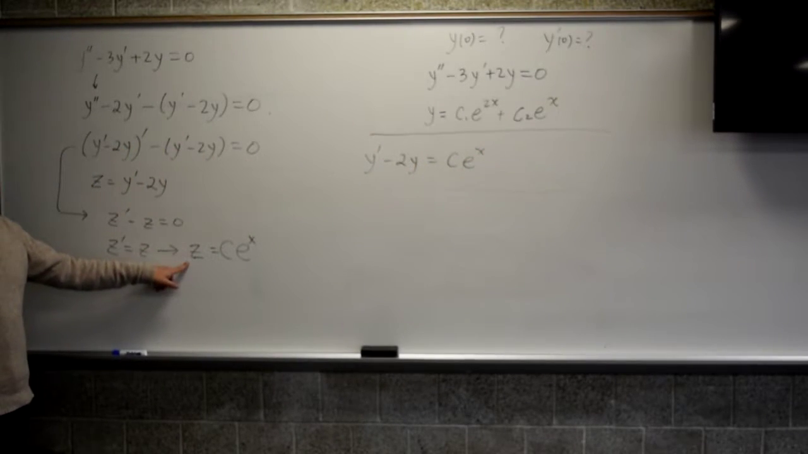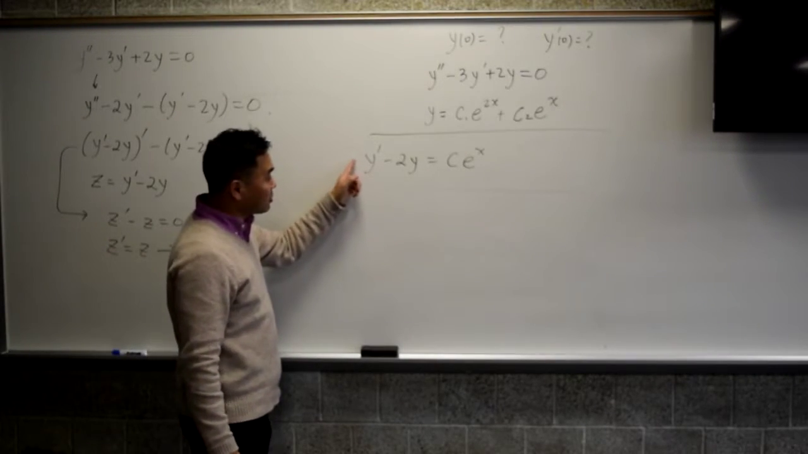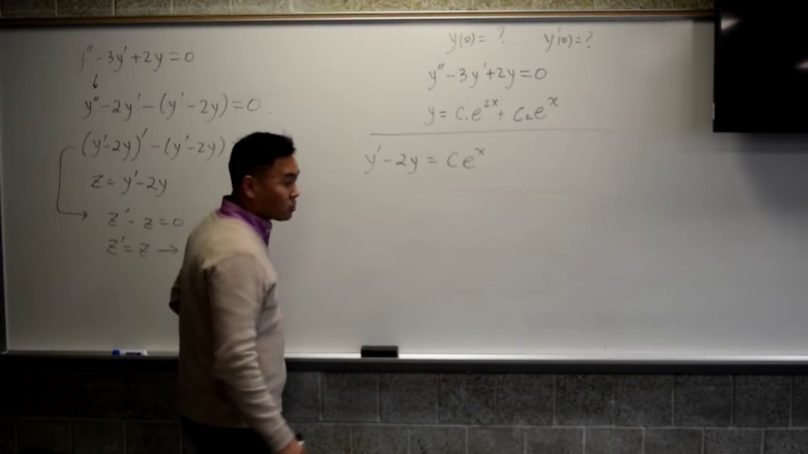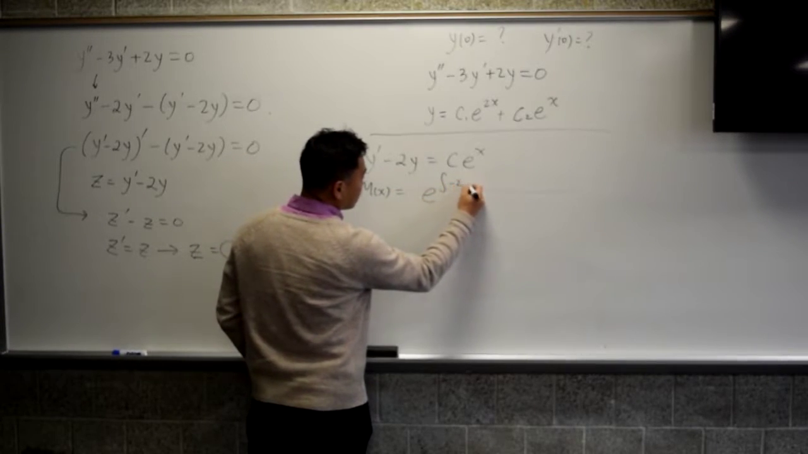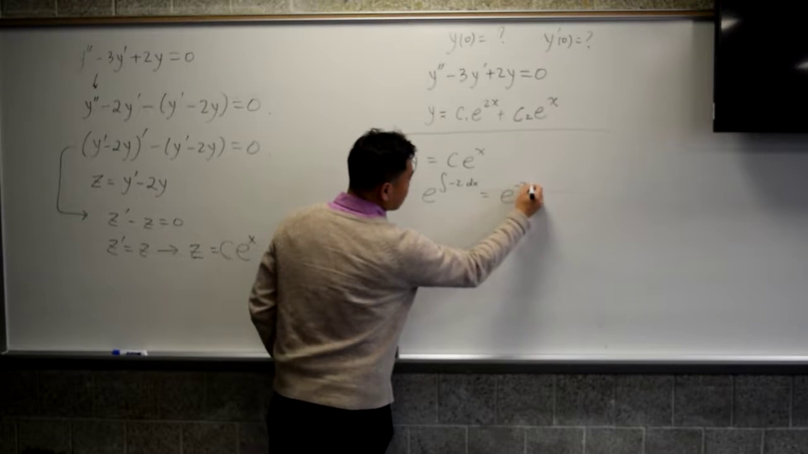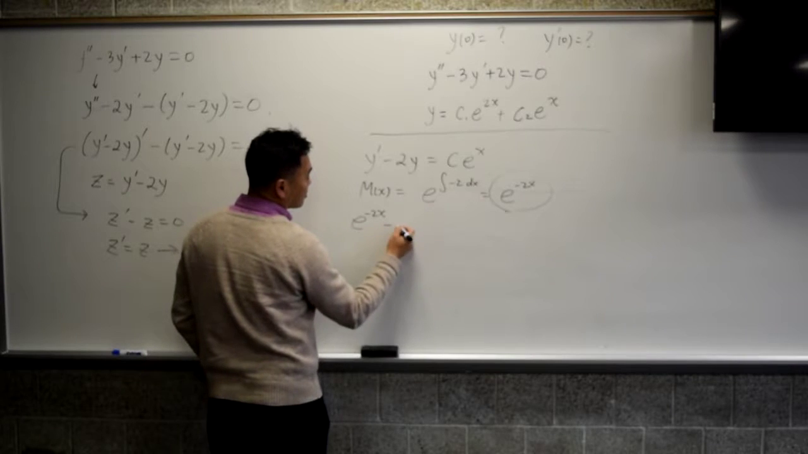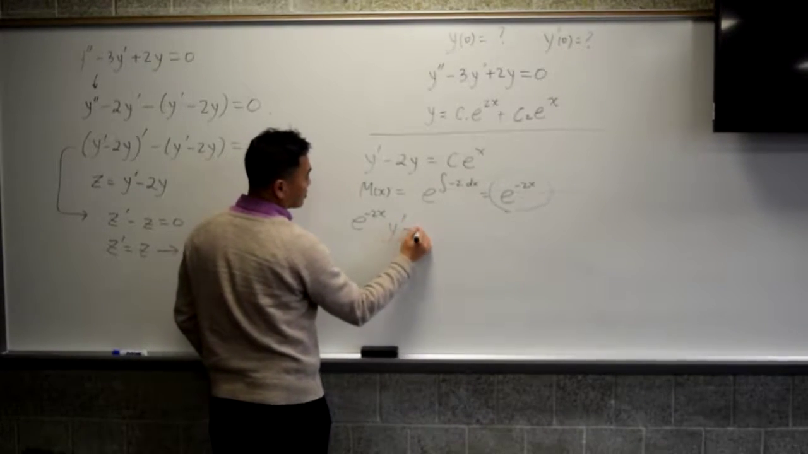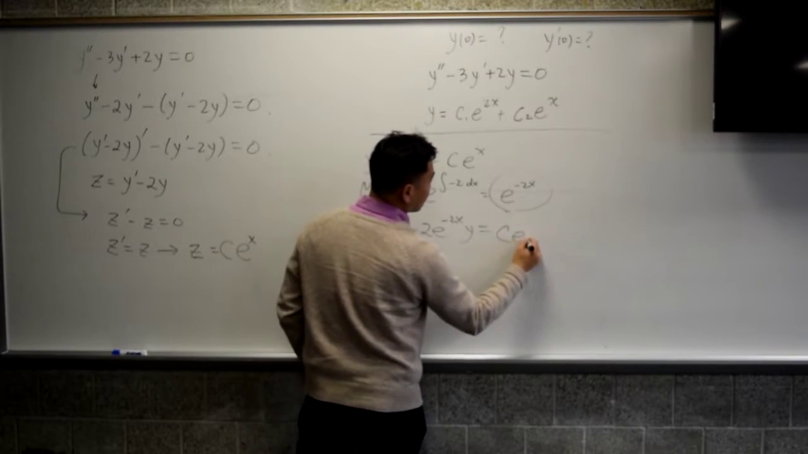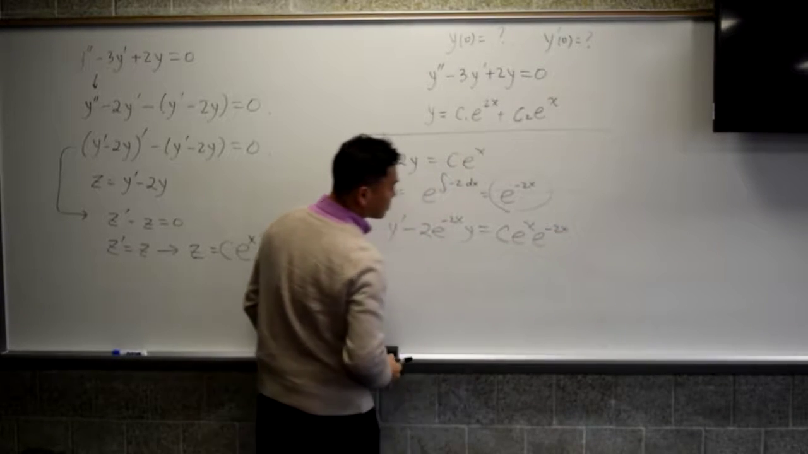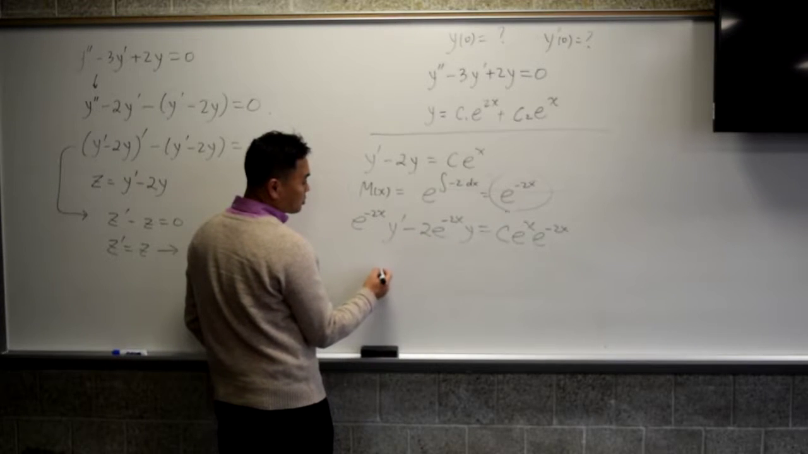And finding z is not enough. We have to find out what y is, right? So how do we solve this? This is a first order linear equation, so you use the multiplier: e to the integral of -2 dx, so e to the -2x. That's the multiplier. I multiply both sides by this. Just like that.